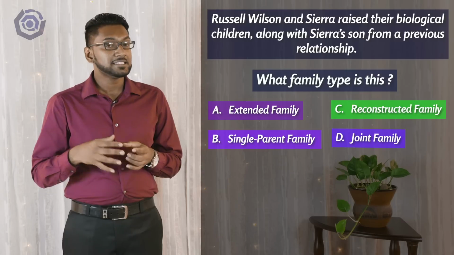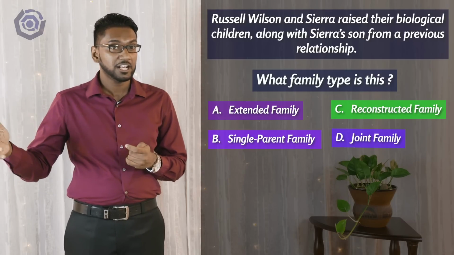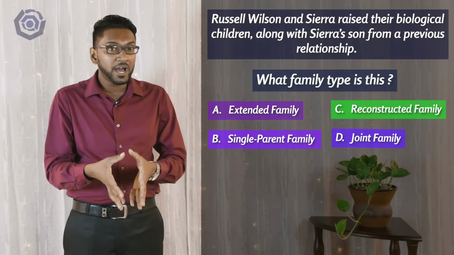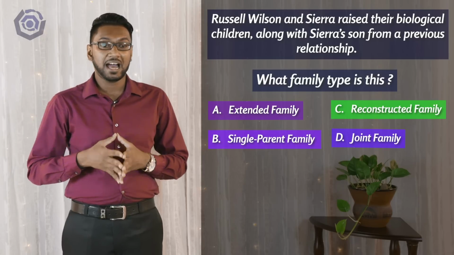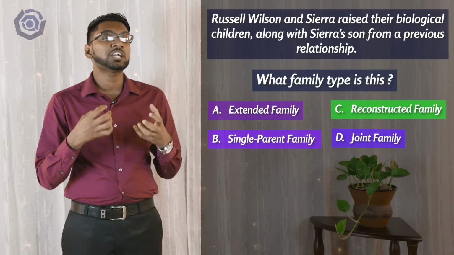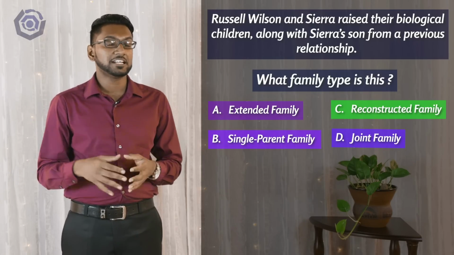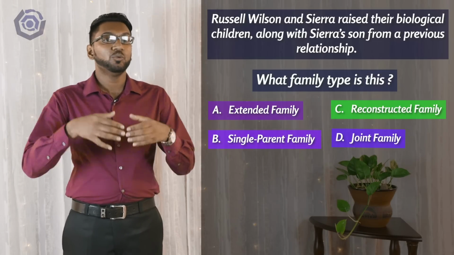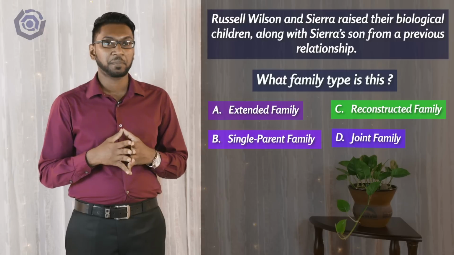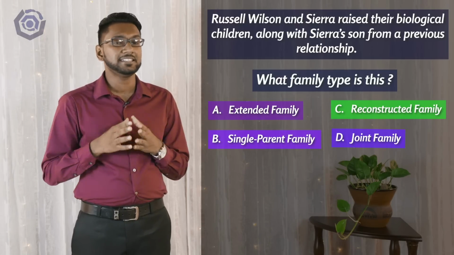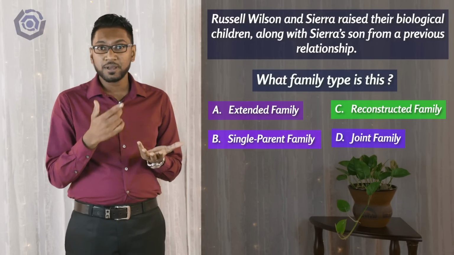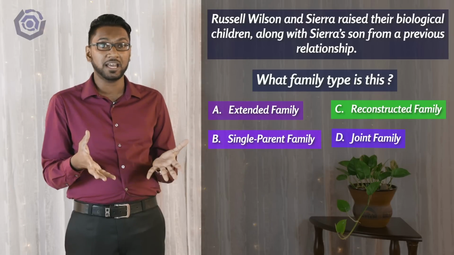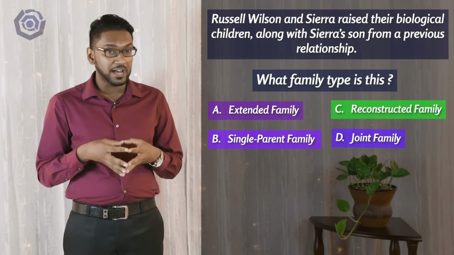of families. Sierra was once a single parent looking after her son alone, and now she is part of a wider family, her and her son. And this is what we call a reconstituted family because a child from a previous relationship is now in another family with siblings as well. Why did we not say extended family? Well, we did not mention that Sierra and Russell Wilson have their parents or grandparents living with them. So it's not an extended family.